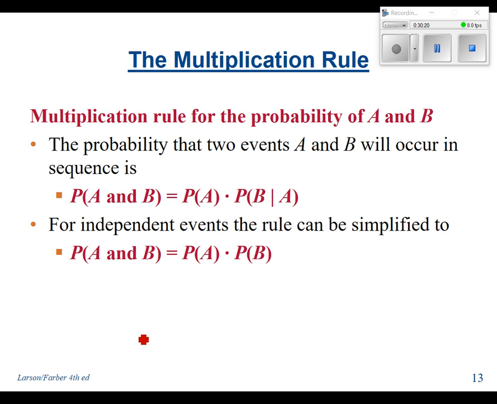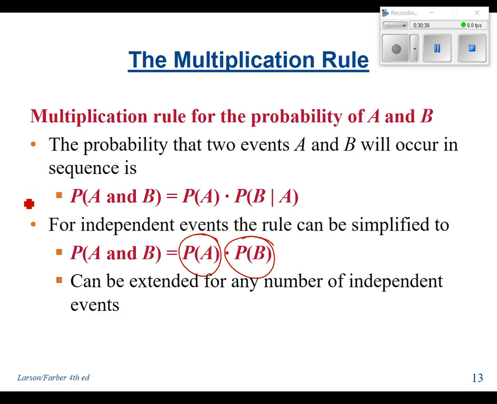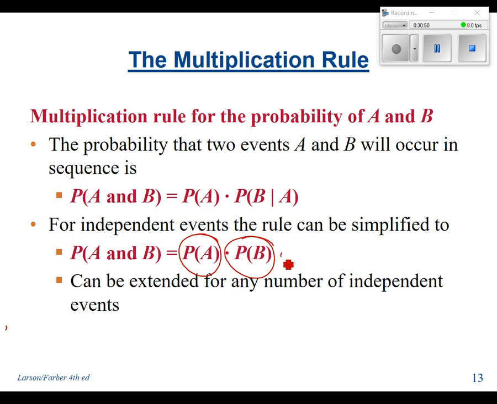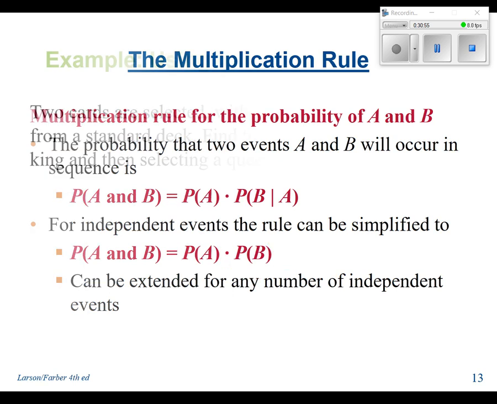If they're independent events, if the 2 events don't affect each other, then all you're going to do is take the probability of A times the probability of B, and that'll give you your overall probability. So if we were rolling a die and flipping a coin, two things that don't affect each other, they're independent, you just multiply the two probabilities to get your overall probability. It can be extended for any number of events, just like the rule that we learned last time. If you had 6 events, 7 events, just multiply by the next one, and so on, out as far as you need.